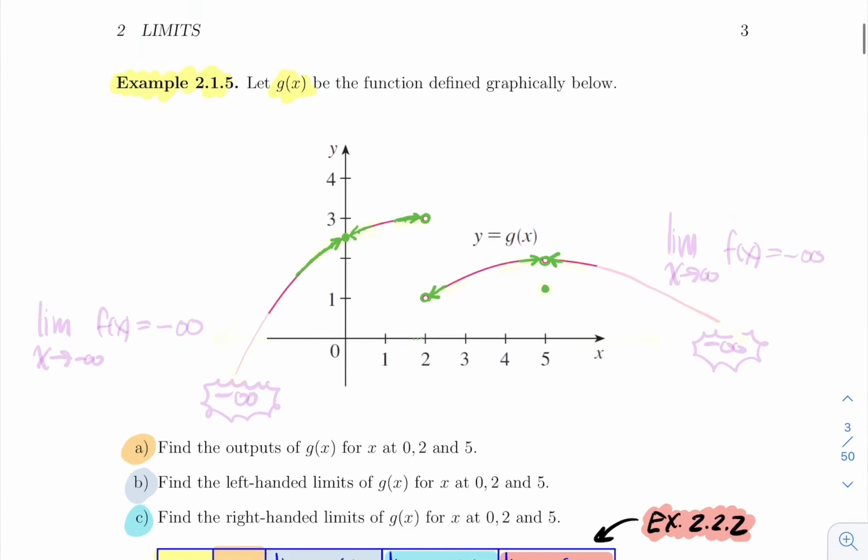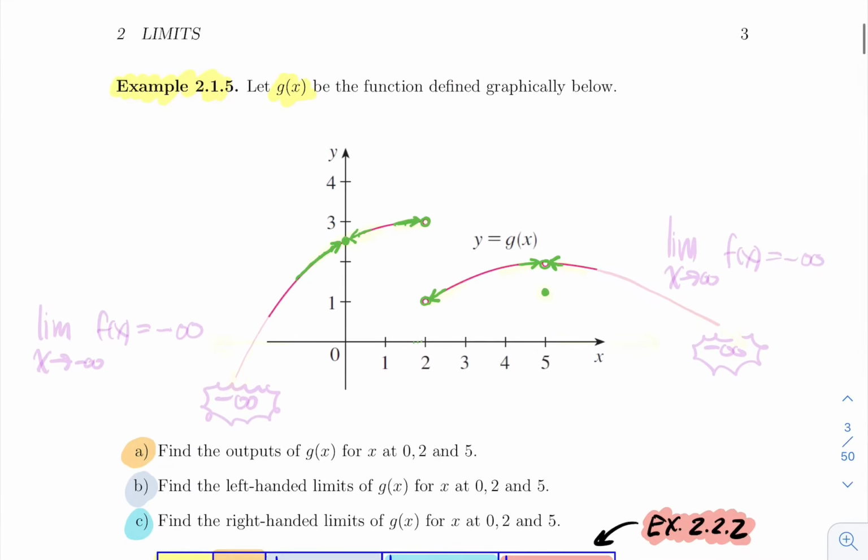All right, if we are going back up to the example 2.1.5, now let's compute on that function the limits going to infinity. So the limit going to minus infinity and the limit going to infinity. For the first one, let's compute the limit as x goes to minus infinity. How do we do that?